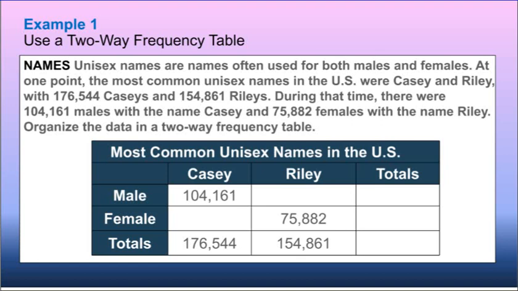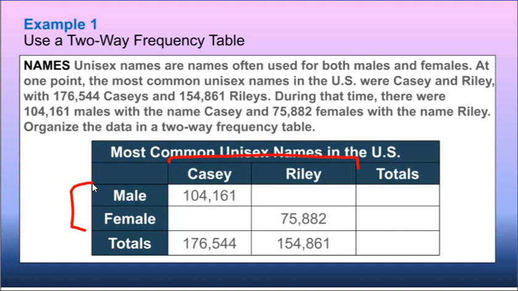Organize the data in a two-way frequency table. So here we already have part of the table done for us. We have male and female on the left-hand side, and then we have the two names, Casey and Riley, on top. So now all we need to do is fill in the missing boxes. As long as we have 2 out of the 3 numbers, we can find the third number.